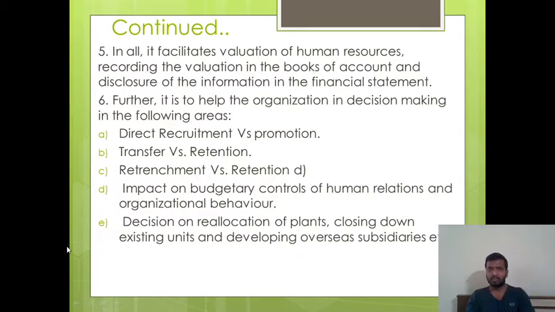So all these points which we have seen in the objectives are centralized on a major point, that the objective behind maintaining human resource accounting is managerial decision making about the cost effectiveness of that business, about the promotion, recruitment, allocation of employees, about closing down or developing overseas subsidiaries or developing new plants in new areas. All these things can be decided with the help of the information provided by human resource accounting.